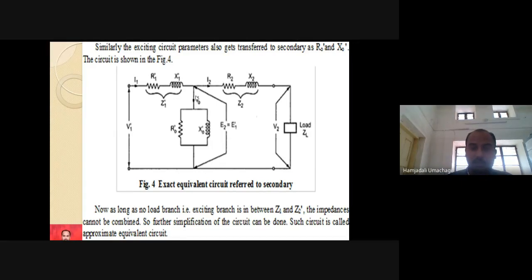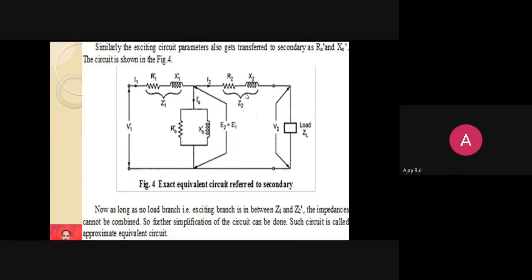So this set of rules, if you follow, then whether it is primary to secondary or secondary to primary, the performance, voltage regulation or efficiency values are unaltered. And we are moving the things from primary to secondary just to make the circuit easier to estimate the performance. Performance means efficiency, voltage regulation.